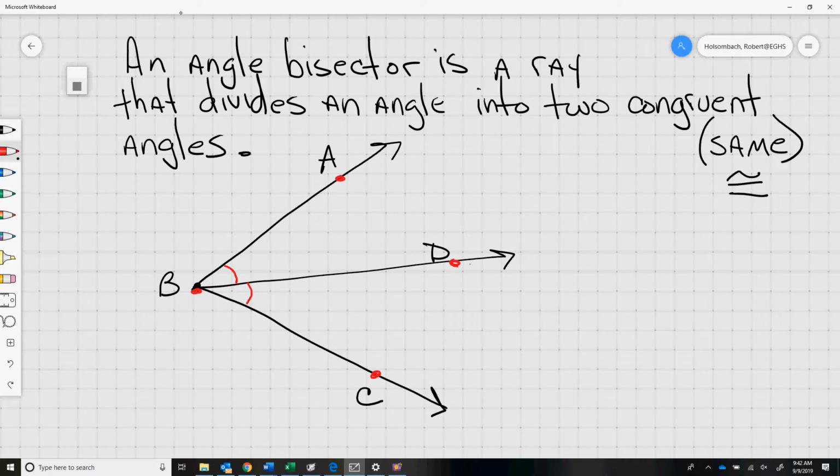Alright? Now, if this little arc mark isn't here, and you were asked, is ray BD an angle bisector? You don't know, because you don't know these angle measures, right? Another way you may see it is like this.